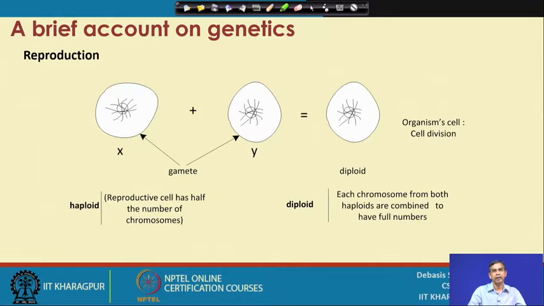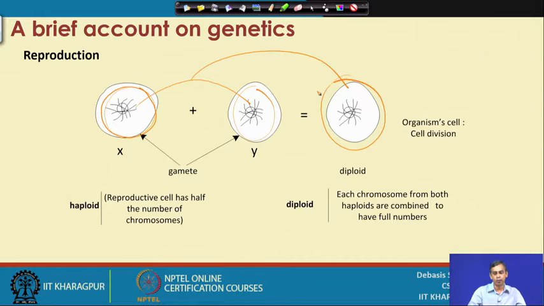The reproduction, as you know, involves two half cells, which are called haploid. Two half cells from the two opposite sexes, male and female, are obtained, and when they merge, they form the diploid, which forms a cell. The very important thing is that a haploid is one part which has half the number of chromosomes, and this is another half number of chromosomes, and when they merge together they form the diploid, which contains the full number of chromosomes.